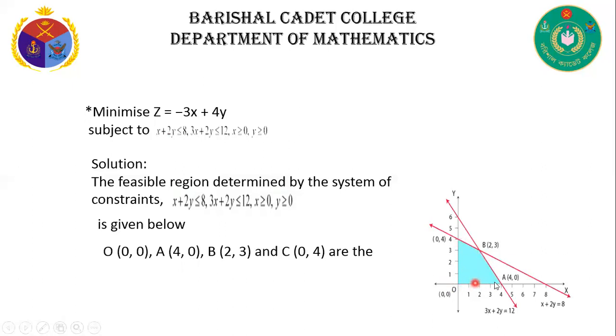So now find the corner points of the feasible region. Here you see this point, and this point, and this point. These 4 points are the vertices of the feasible region. Now we put these 4 points in Z, then we get the minimum value of Z.